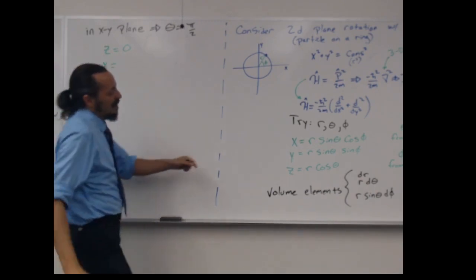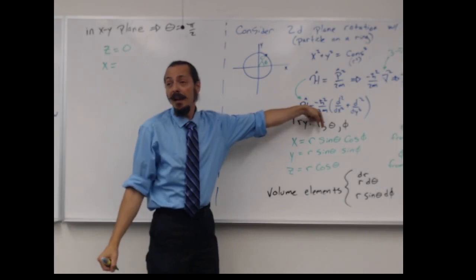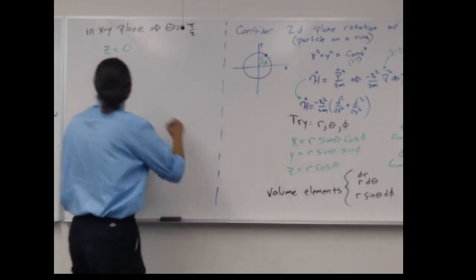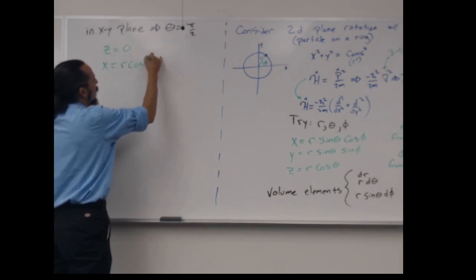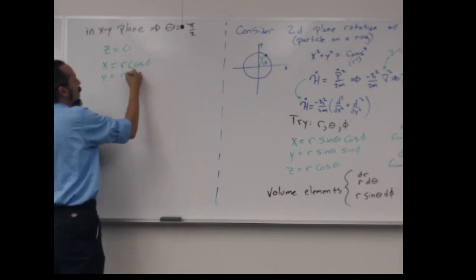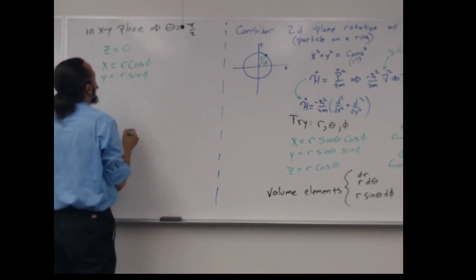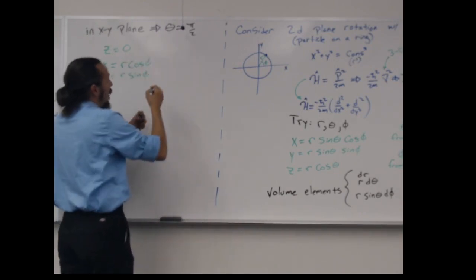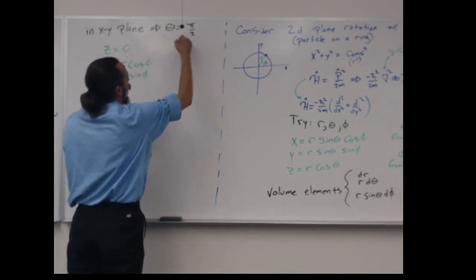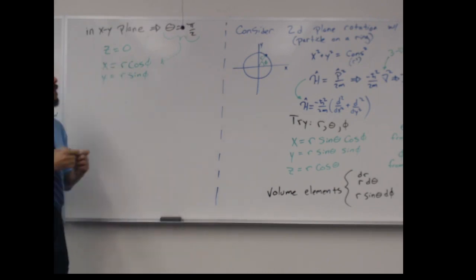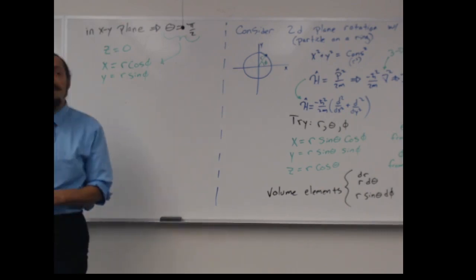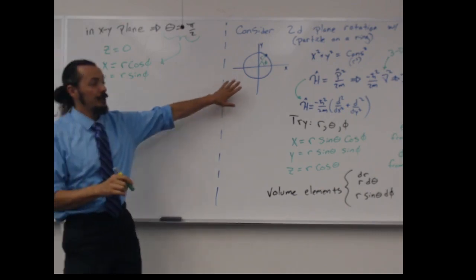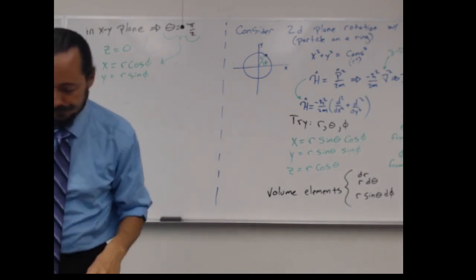X is going to be sine of pi over 2? 1. So we're just going to have r cosine phi, and y equals r sine phi. Again, this is specifically when we are restricting ourselves to the xy plane. So we're fixing our theta value to be a specific value. So we're restricting our system in that way.